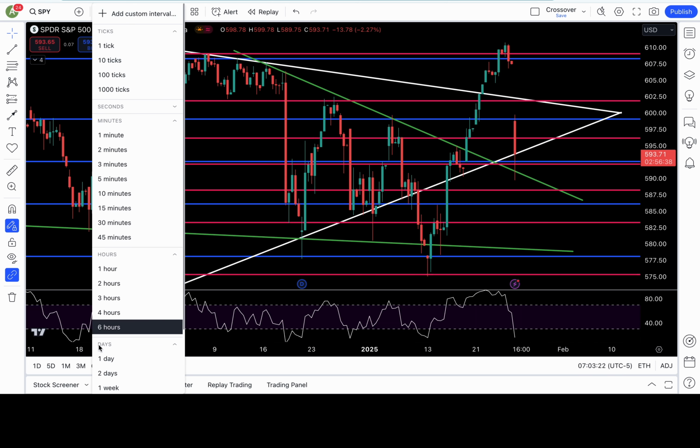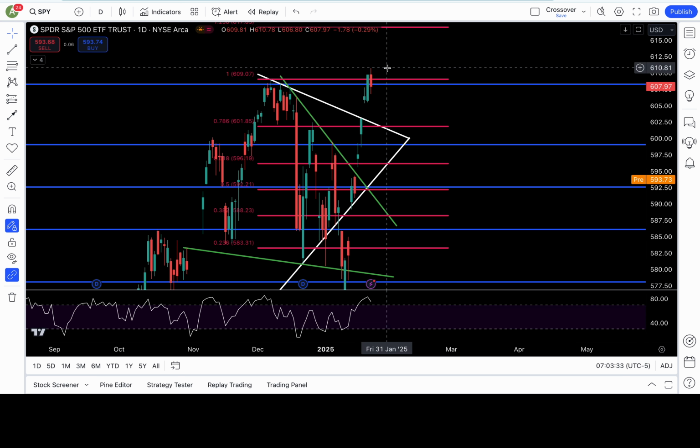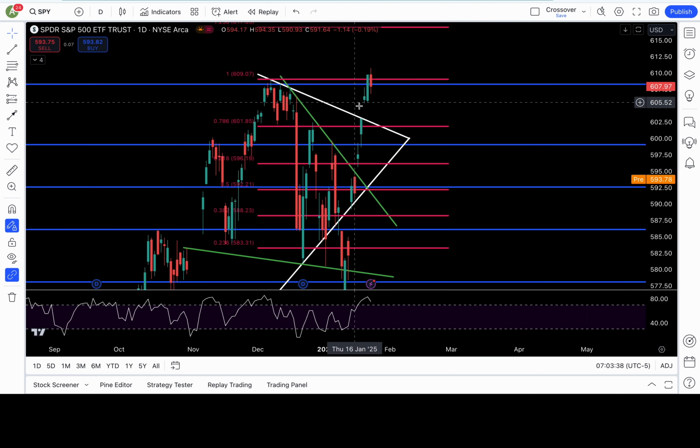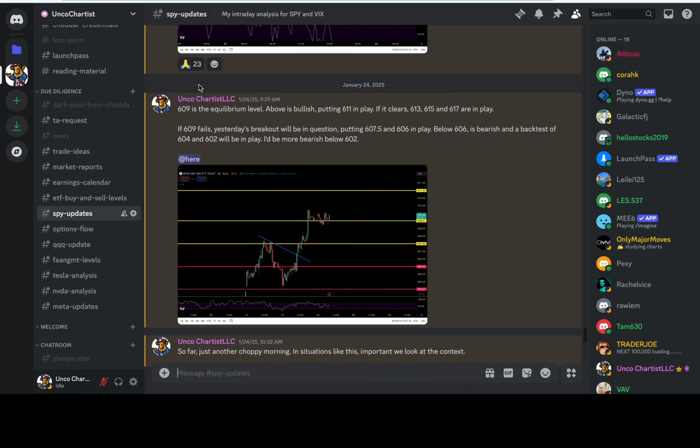We had the breakout. Let me go back to the daily chart. We had the breakout of the 609 level last Thursday, January 23rd. And I mentioned to everybody, guys, I say we don't want to call a top unless we break down that 609 level to give us the false breakout setup. And I wrote here in my Discord, 609 is the equilibrium level. Above is bullish, putting 611 in play, which we came just a few cents shy of. If it clears 613 or higher, would be in play. Then I wrote, if 609 fails, yesterday's breakout will be in question. We would have had a false breakout setup.